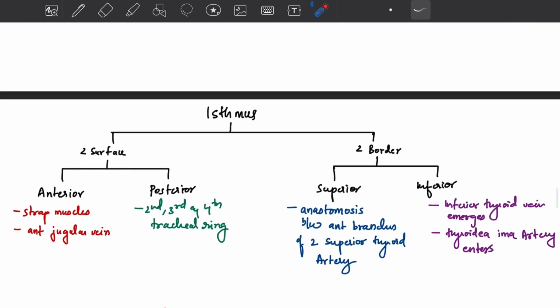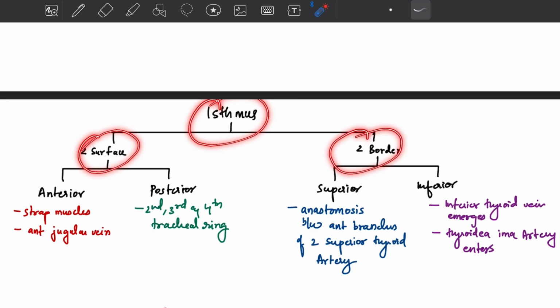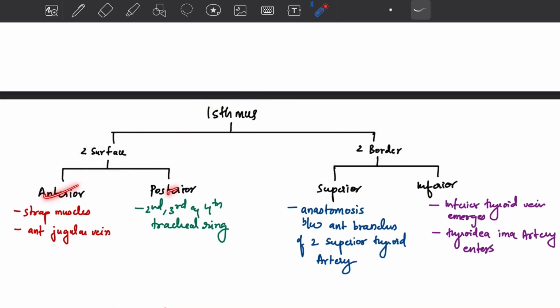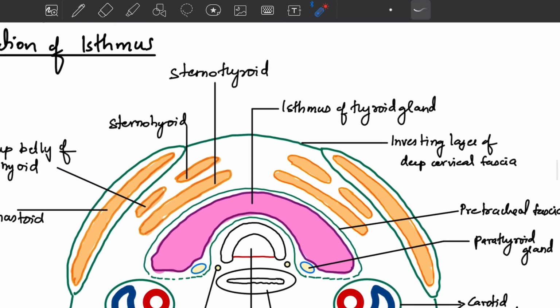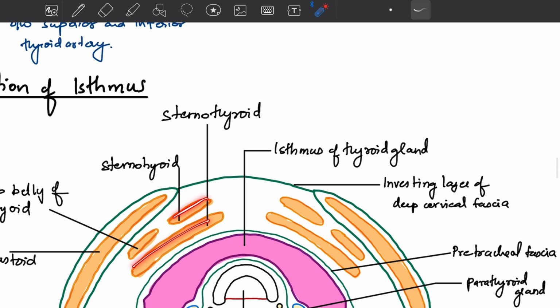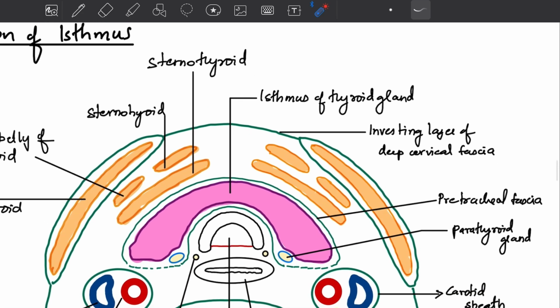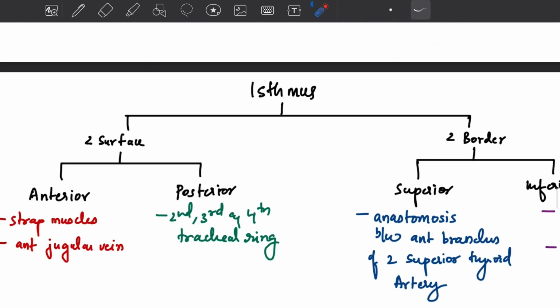Coming to the relations of the isthmus in more detail, the isthmus has two surfaces and two borders. The two surfaces are anterior and posterior, and the two borders are superior and inferior. The anterior surface is related to the strap muscles and the anterior jugular vein. These are nothing but the strap muscles, the sternohyoid and sternothyroid, and we also have the anterior jugular vein. Coming to the posterior surface, it is related to the second, third and fourth tracheal rings.